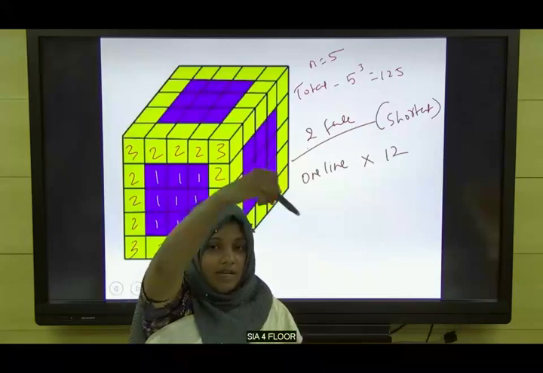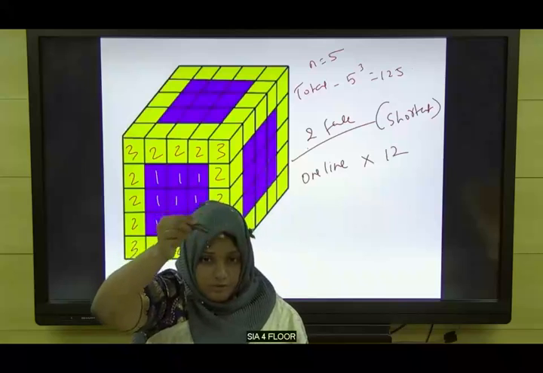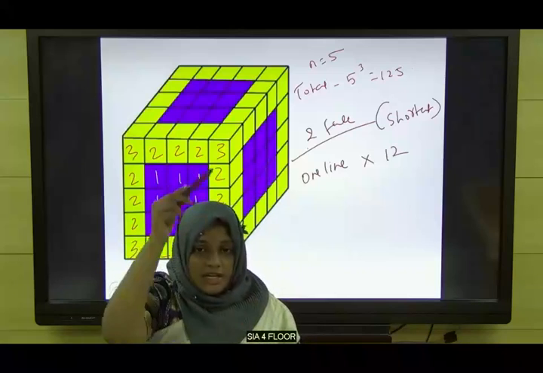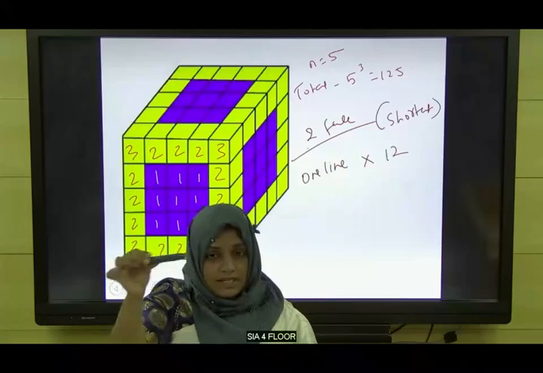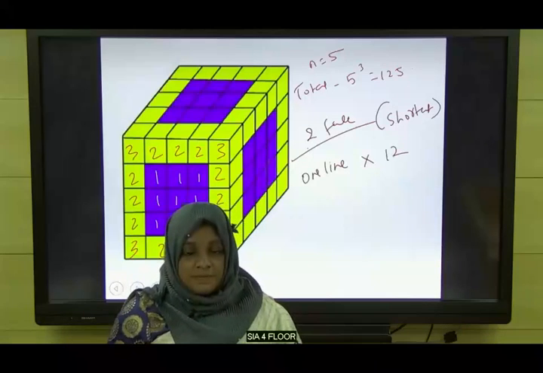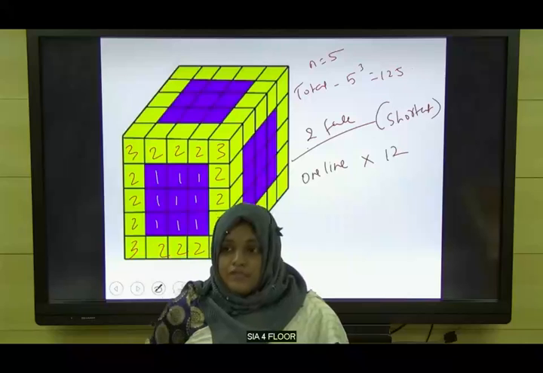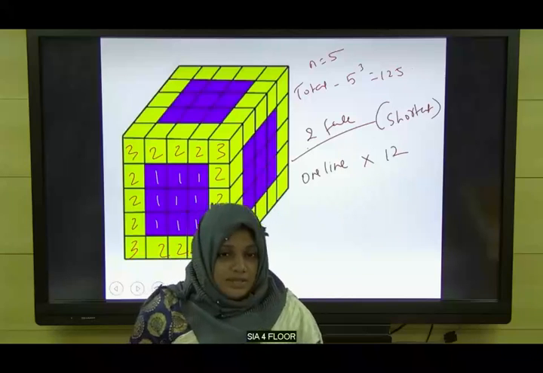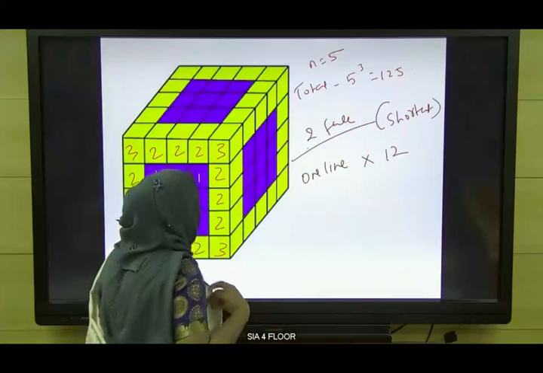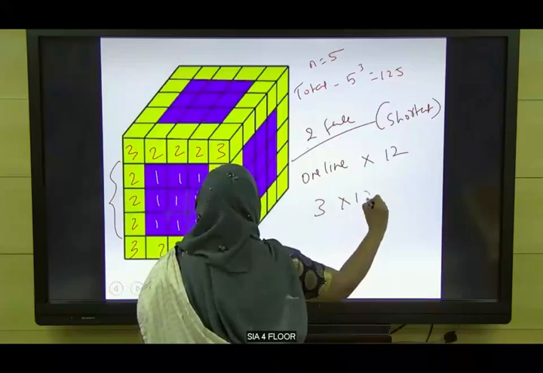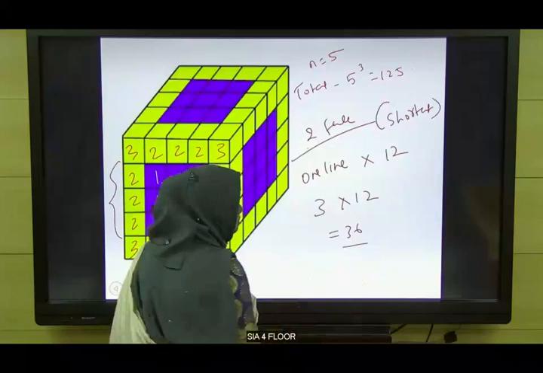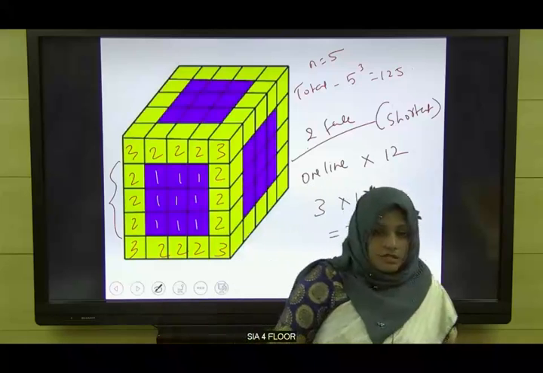In the top you have 4. In the bottom you have 4. The vertically connecting lines are 4. So 4 at the top, 4 at the bottom, connecting lines are 4. Totally there are 12 lines, no? And you find this two face painted over the lines only. Okay, so in one line there are 3 cubes, 12 lines there are 36 cubes. You can also use this shortcut.